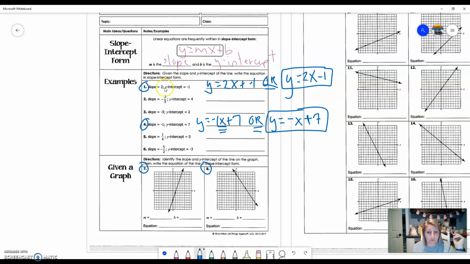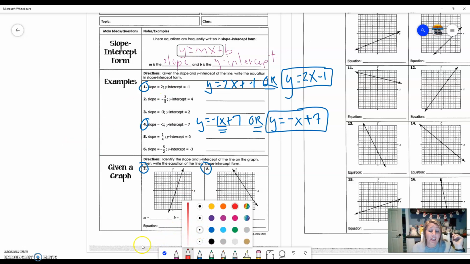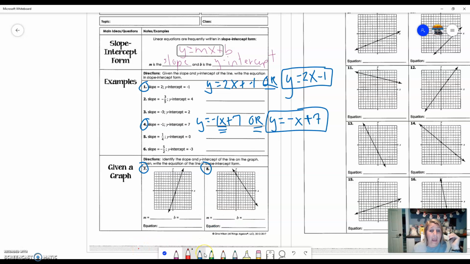In order to write an equation from a graph, I'll switch colors again, keep it interesting. In order to write an equation from a graph, you have to know your slope and you have to know your y-intercept. The junky part, they don't give you either. So what I would do if I were you, every single time, even though slope comes first, I would always find my y-intercept first.